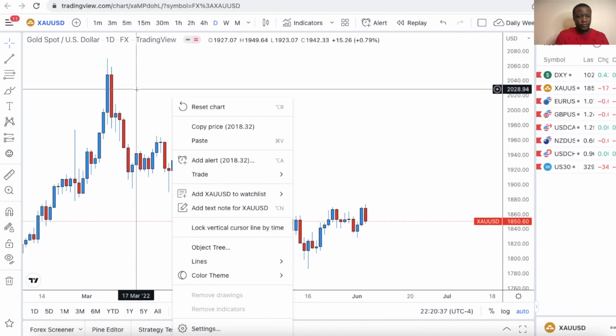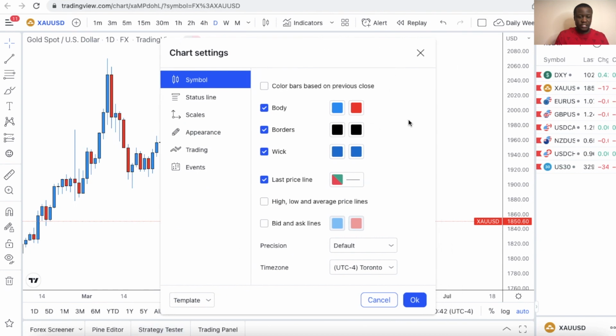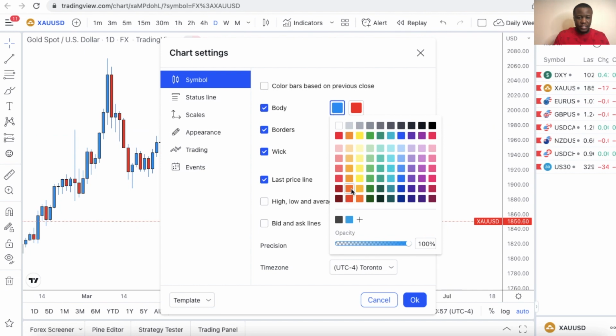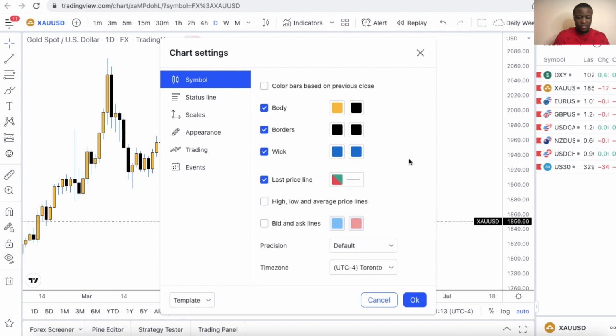You can right click on the screen and go to settings, and then you can easily change your candlestick colors. This will represent it being bullish, going up, and this will represent it being bearish, red, going down. So you can easily change this. Right now I'll put this as, let's say, that's kind of goldish for going up, and when gold's going down, I can change this to the black. So there you go.